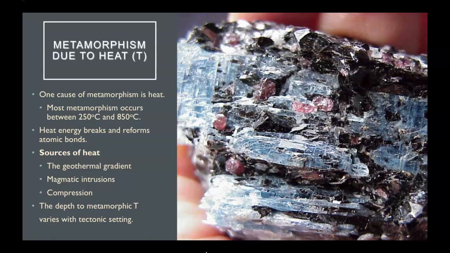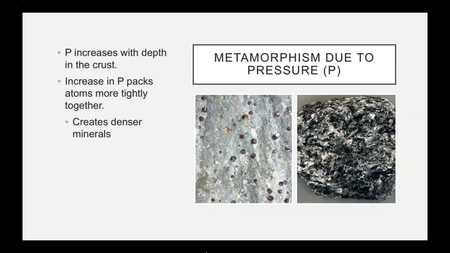That heat can come from different sources. It may just be the geothermal gradient, that the earth gets hotter the deeper you go. It could be from a magmatic intrusion, so the country rock gets metamorphosed because of an intrusion. Or it could just be heat from compression. That squeezing of the rocks can generate heat. The depth at which it's going to happen is going to be dependent on the plate tectonic setting.